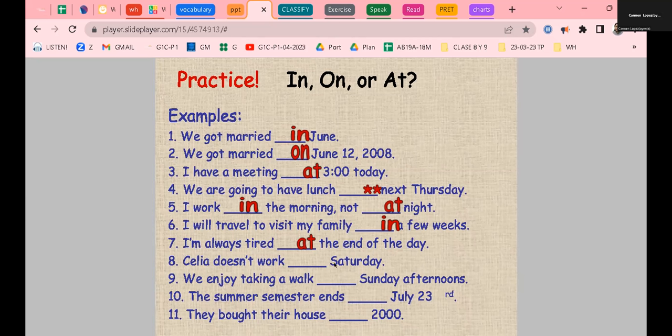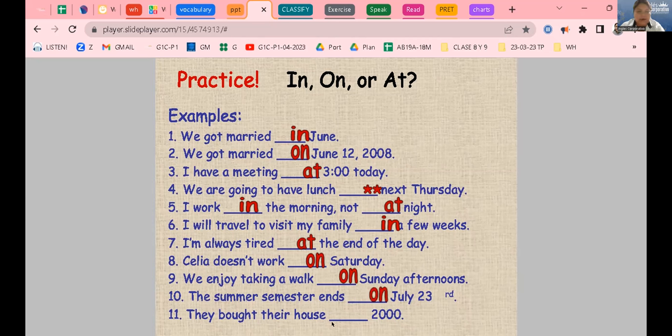Number eight. Celia doesn't work in Saturday. In Saturday, you sure? On Saturday. On Saturday, right? Number nine, we enjoy taking a walk on Sunday afternoons. Ten, the summer semester ends. When does it end? July the 23rd. July the 23rd, guys. What do you think? On, right? Specific date. Okay.